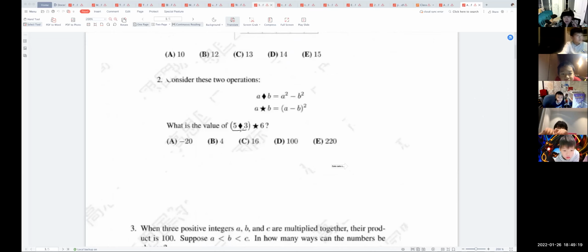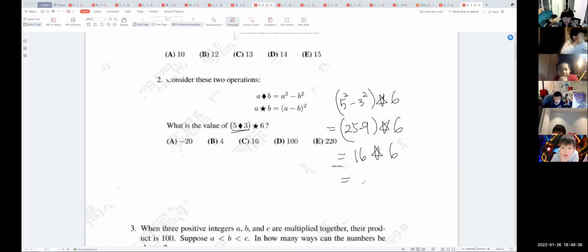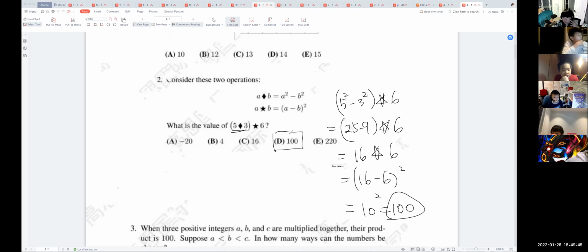So let's see. First one: 5 squared minus 3 squared, bracket, star 6. So this one is 25 minus 9, star 6. So this one is 16 star 6. Star is what? 16 minus 6 squared. So it's 10 squared equals 100. So the answer is D. Does everybody get this one right?